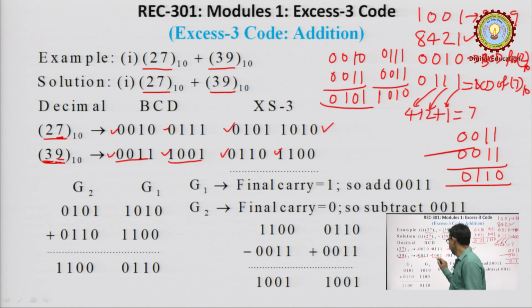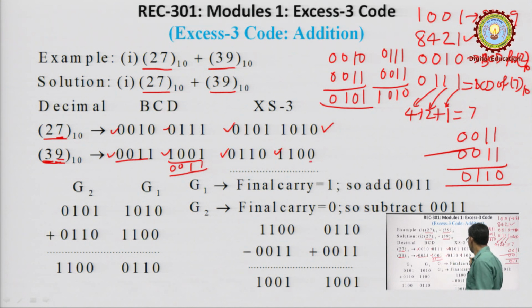Similarly we can get the Excess-3 code for 9. If we add 0011 to this, we get 1 plus 1 equals 0 with a carry of 1, 1 plus 1 again equals 0, 0 plus 1 equals 1, and 1 is copied directly. So, this is the Excess-3 code for 9.